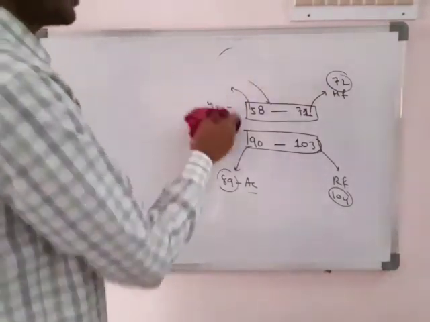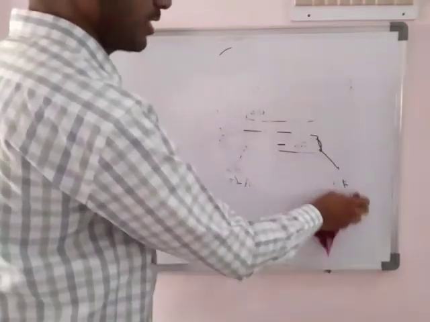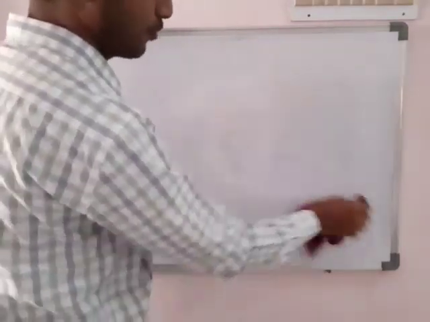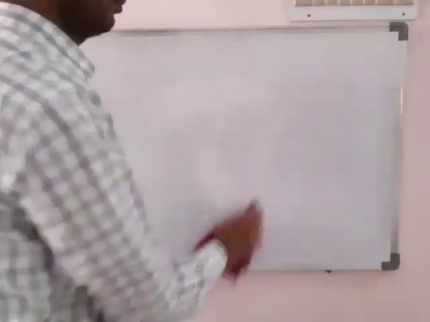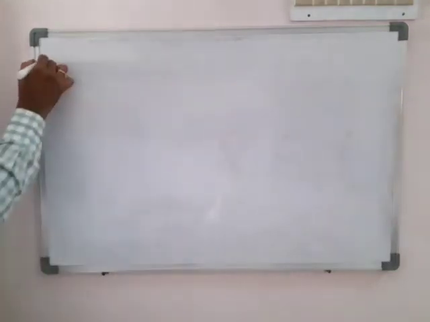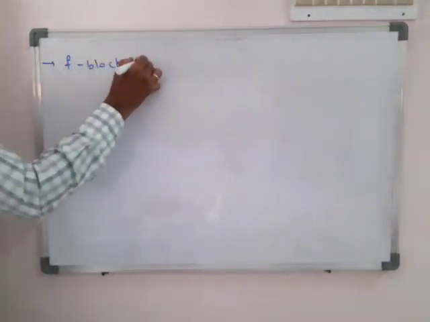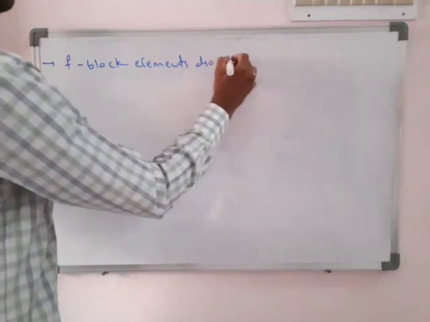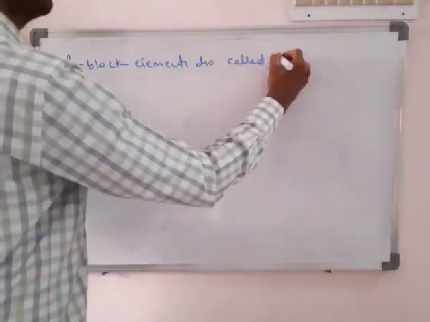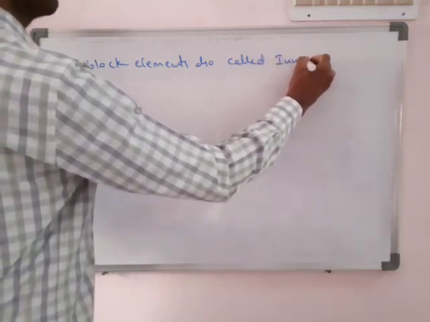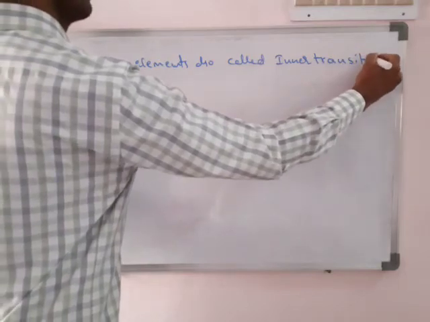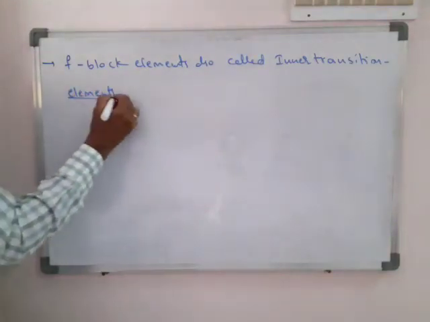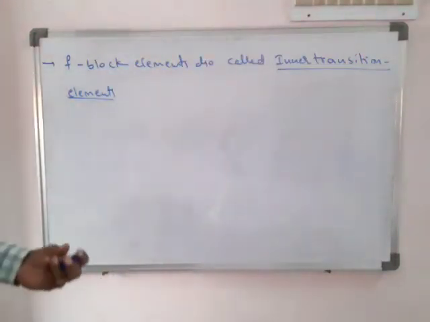Okay, this is the reason. You have to understand it. There is no need to write these atomic numbers separately. If you want to write, you can write in this model. F block elements are also called inner transition elements. Okay, so this was about F block elements.